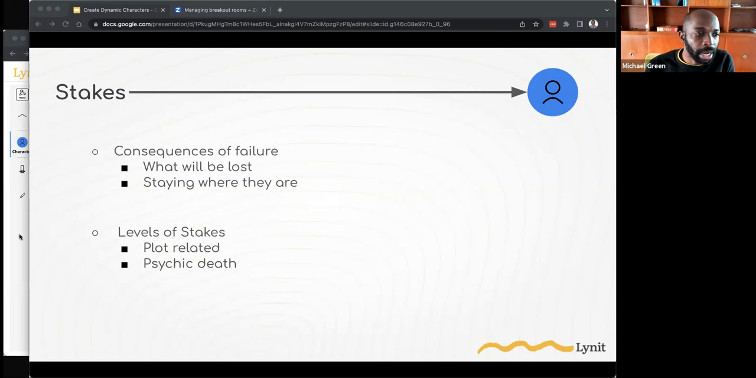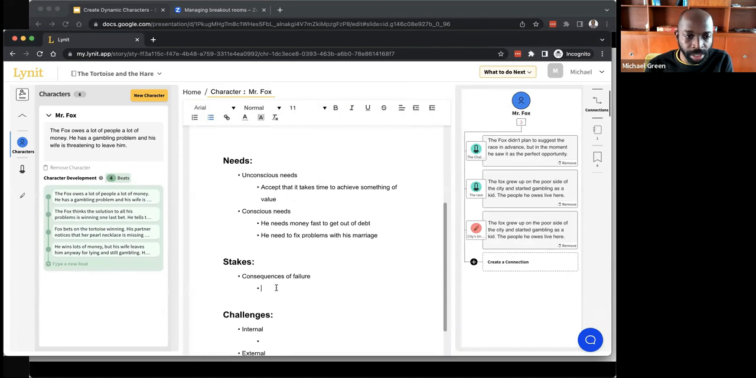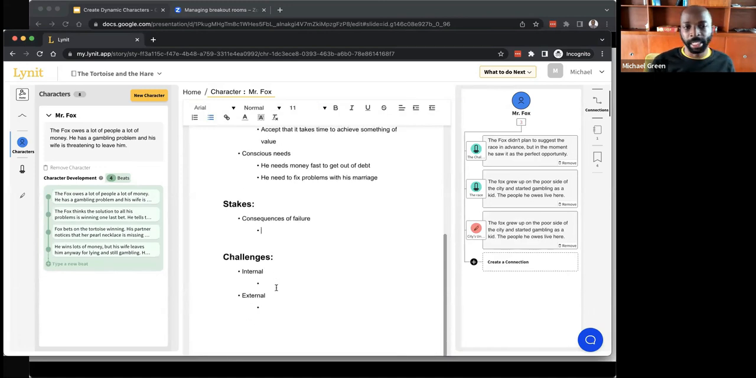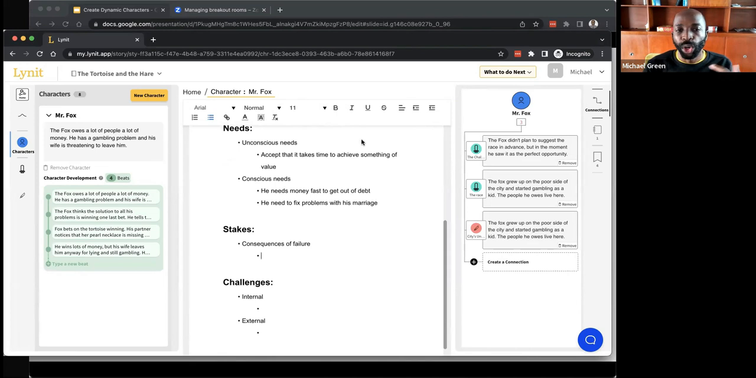So let's move to the Fox character, and let's think about what the consequences of failure are, right? So for this character, their need is to accept that it takes time to achieve something of value. Their conscious need is that they need money fast, they've got a debt. They need to fix the problem with their marriage, right? So the stakes, let's start with the conscious needs.